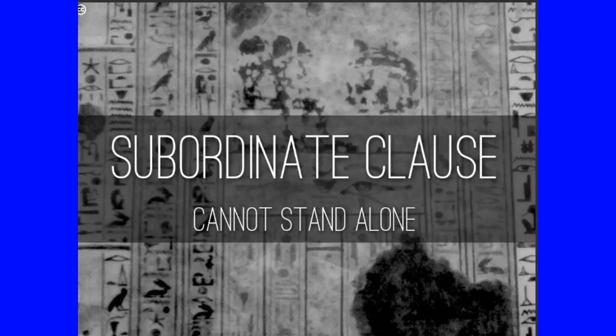A subordinate clause is a group of words that cannot stand alone. They do not make a complete sentence and therefore must be attached to an independent clause to work. An independent clause, on the other hand, is a group of words that does make up a complete sentence.